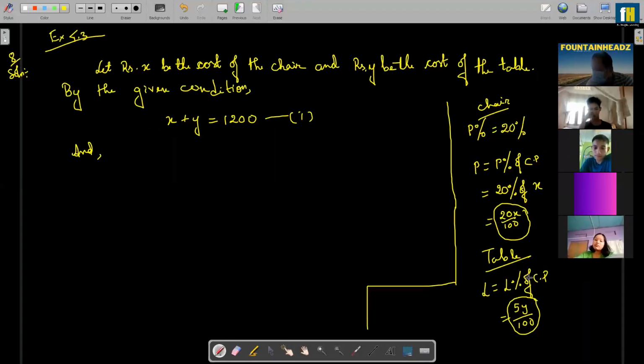Loss equal to loss percent of CP. Do it article. Loss equal to loss percent of CP. Do it article, this is the loss equal to loss percent.